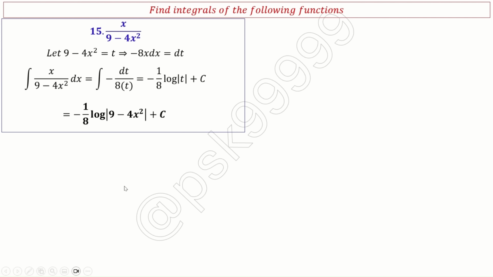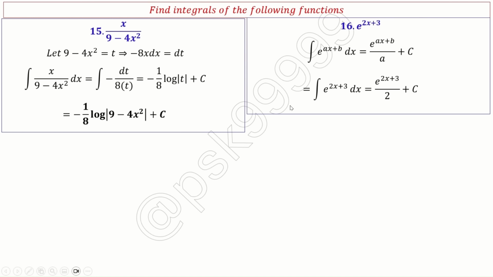Integration of x by 9 minus 2x square. Okay, this is simple. This is 3 square, this is 2x whole square. So 9 minus 4x square, you take it as t. Then you get minus 8x dx. So numerator x and dx you are covering basically, right? Equal to dt. So I can rewrite this as minus dt by 8t, which is nothing but minus 1 by 8 log absolute t plus constant. Okay, t is nothing but 9 minus 4x square. This is what initially you took, so replace it.